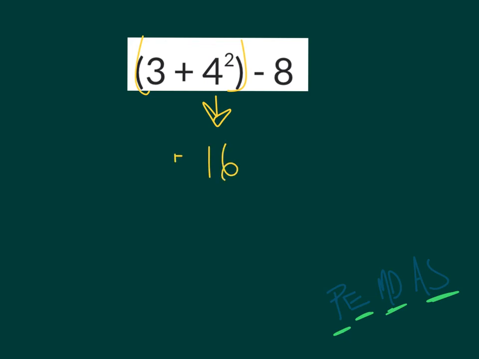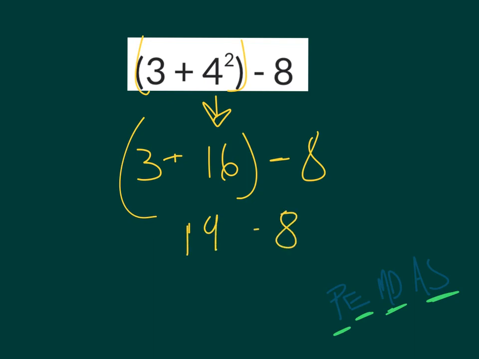I'm going to still add that to 3. And I'm still going to do that first, not just because it comes first, but because it is still in parentheses. 3 plus 16 is 19. And then minus 8. 19 minus 8 is 11. And that is my final answer.